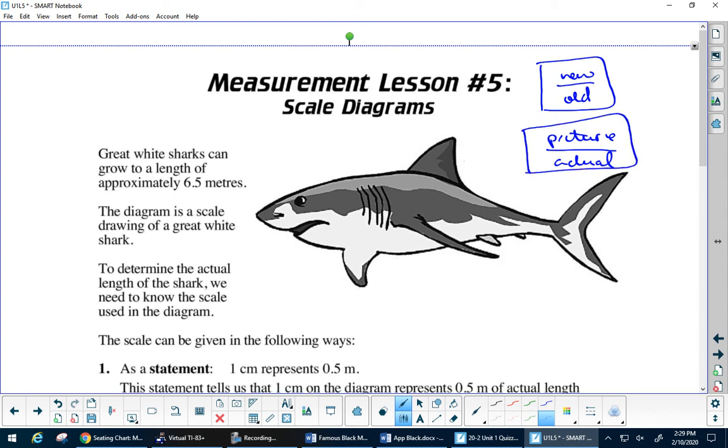Picture or diagram, right? Or map, right? The actual will always be in the bottom. So the old will always be in the bottom when we're doing ratios like we did on the quiz, two shapes. But now we're going to be talking about actual things in real life, be it buildings, cars, animals, whatever. It's always going to be picture over actual.